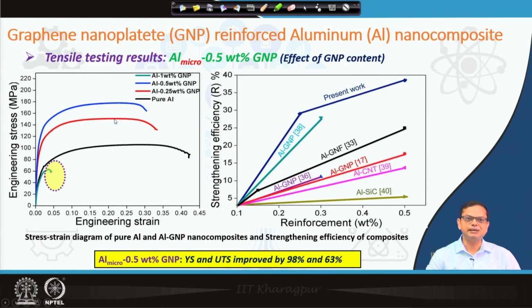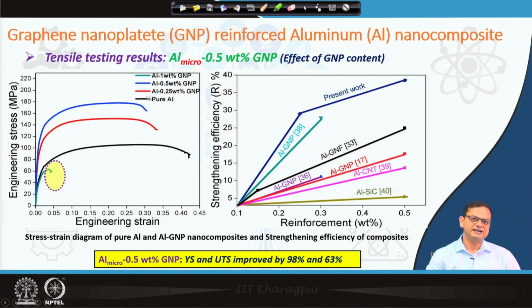As there is an increase in the amount of GNP, 0.25, 0.5, you see strength is increasing at a very high rate. The UTS was around 80, and from there it goes to above 160. It becomes more than double, up to 0.5, and it does not lose the ductility that much. You can see it is quite ductile also.